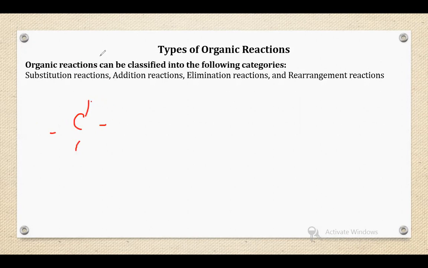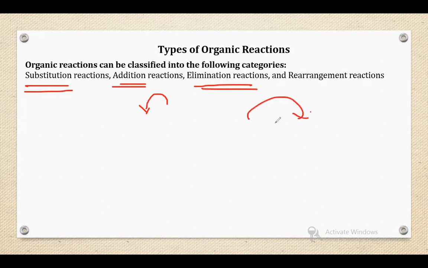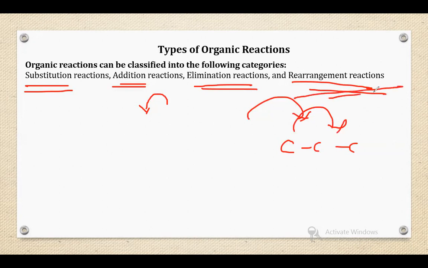Understand from the names. Substitution: any one group substitutes for another, and replacement takes place. Next, addition reaction: one group is added to the main chain. Elimination reaction: removal of a group. And rearrangement: within a molecule, a group changes its position. An alkyl group, aryl group, or carbon-related group keeps changing its position within the same molecule. That is called a rearrangement reaction.